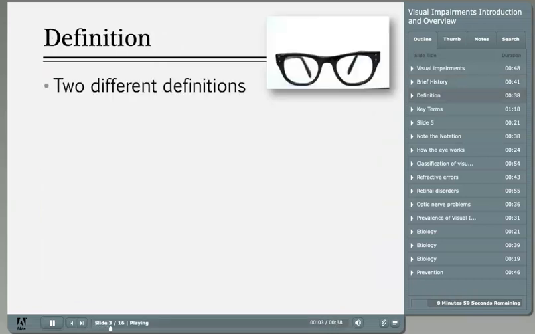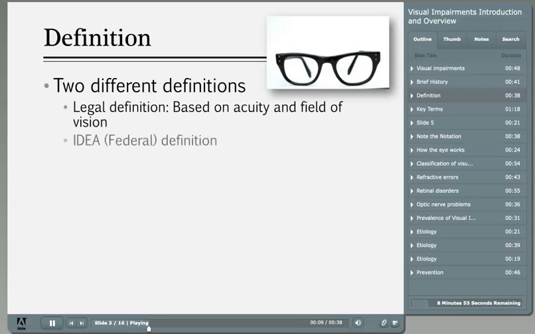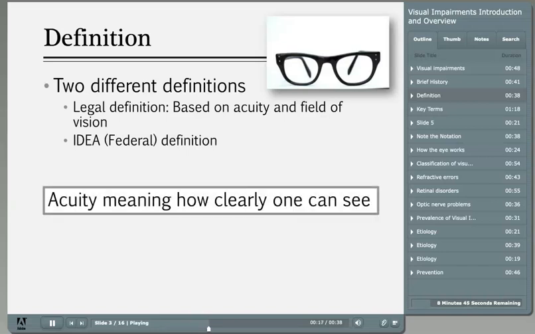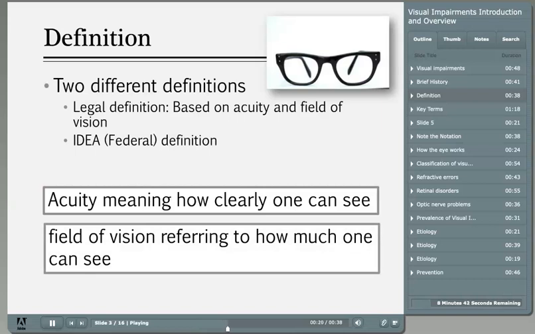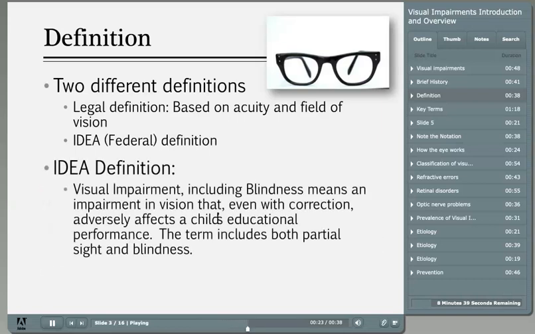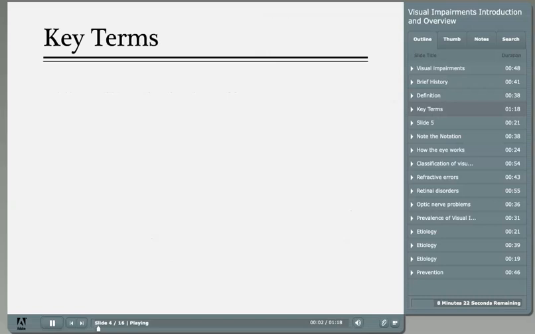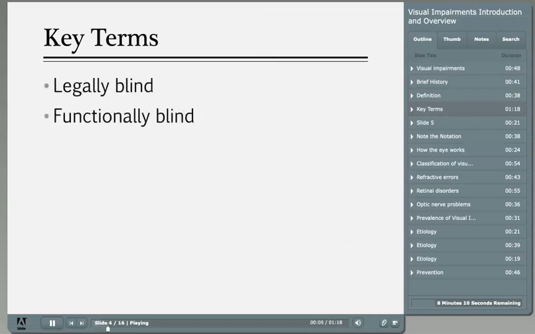Two definitions exist that define the term low vision and blindness: the legal definition and the federal definition. The legal definition is based on acuity and field of vision. Acuity means how clearly one can see, and field of vision refers to how much one can see. The federal definition, which we will focus on, states that visual impairment, including blindness, means an impairment in vision that, even with correction, adversely affects a child's educational performance. The term includes both partial sight and blindness. The federal definition includes the terms legally blind, functionally blind, and low vision.